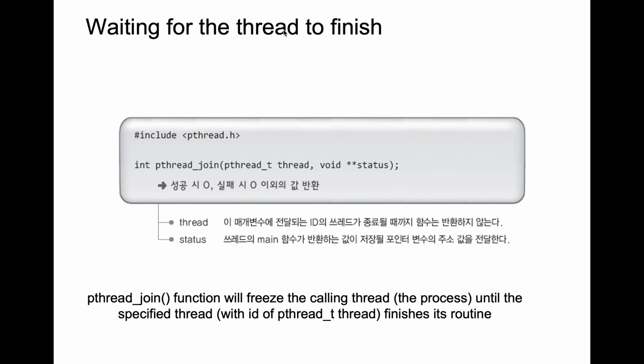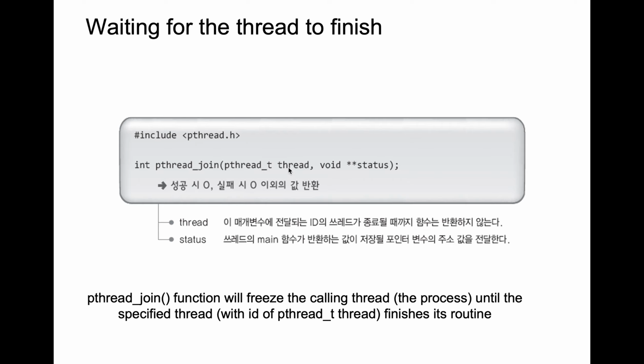And that is done by making a call to this function called pthread_join. What the join function does is freeze the calling process itself until the specified thread with the thread ID finishes its routine. Join basically means joining the thread that I specified to the main thread. When the two threads are joined, whatever is being processed on the main thread will be frozen until that child thread finishes its job.